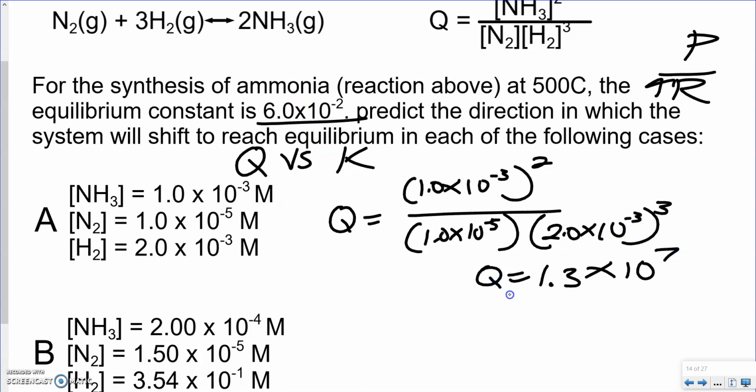Well, Q is massive compared to K. Again, that doesn't really mean anything in terms of shifting speed or anything like that, but it does mean there's going to be a very large shift towards which side of the reaction. What do you think? Okay, well, if Q is greater than K, again, if I'm looking at products over reactants, it means my products are way too big, or my reactants are way too small, however you want to think about that mathematically. So we're going to see a shift towards reactants, or a shift towards the left side of this equilibrium, to reach equilibrium. All right, let's keep going.